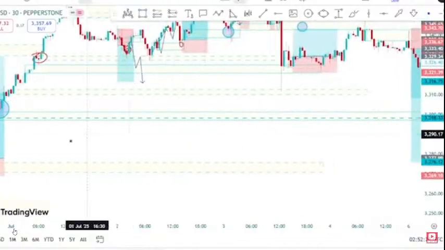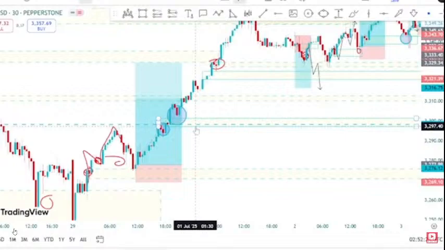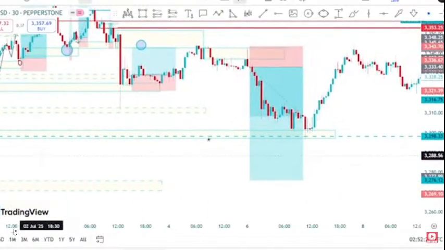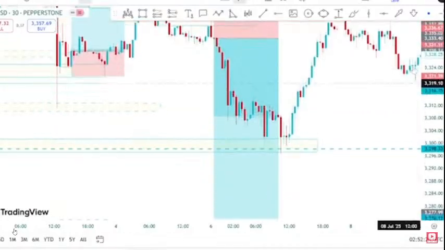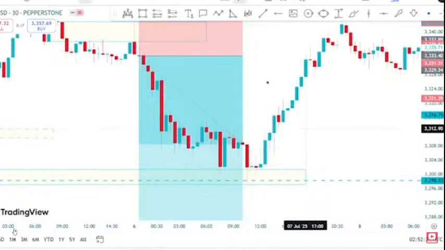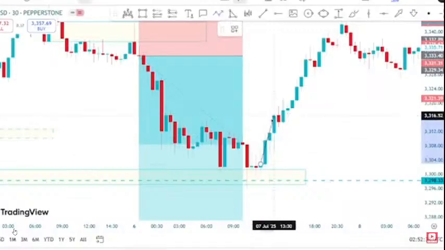Okay, so as it rejected from this area, this was a retracement from here. So we said, okay, now what is happening? As the market started creating a new structure from this area, we are waiting to take a buy as we start creating a higher low from this area. Then we take an entry from this area.